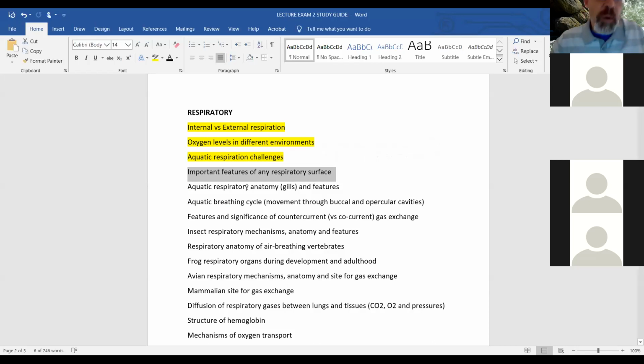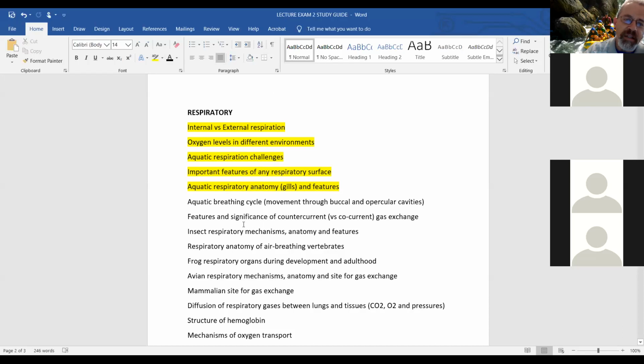So first thing we spoke about was aquatic respiration. And of course, at least when we're talking about vertebrates, I did speak briefly about some of the other animals like protozoans. You don't have to answer anything about protozoans or anything with that type of diffusion. We're really just going to talk about vertebrates. I shouldn't say that, because we are going to talk about insects. So primarily fish, frogs, mammals, birds, and insects. Those are the ones that we really went over.